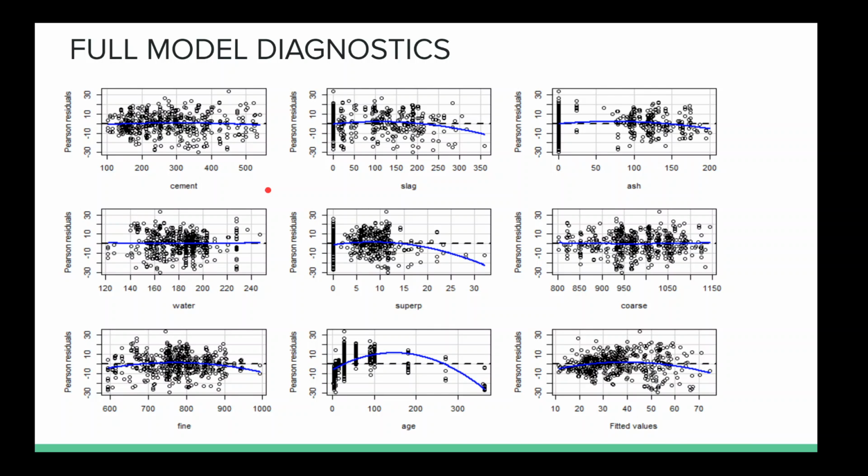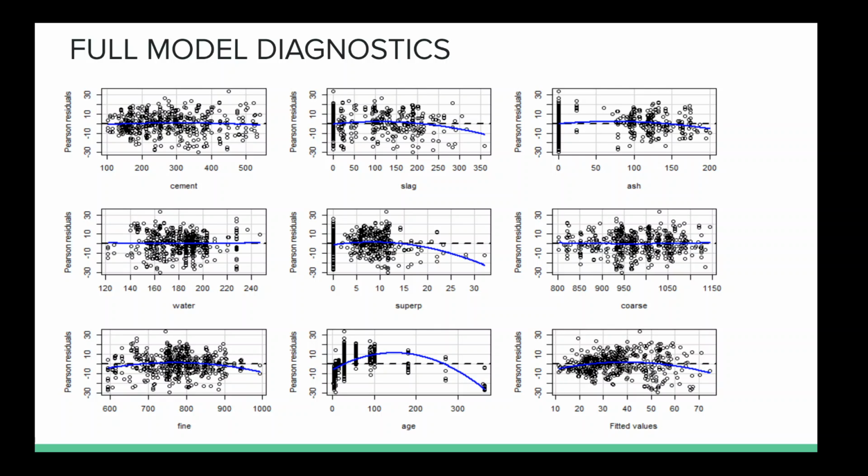Now let's take a look at the residual plots for the model's diagnostics. Immediately after looking at these residual plots, we can tell that there are going to be some issues. Several plots have issues with linearity. Age and superplasticizer plots are extremely nonlinear, while slag, fly ash, fine aggregate, and the fitted values are somewhat nonlinear.